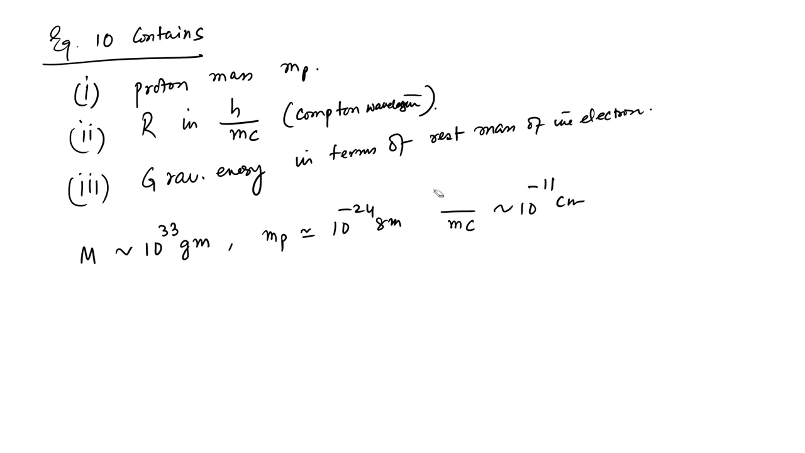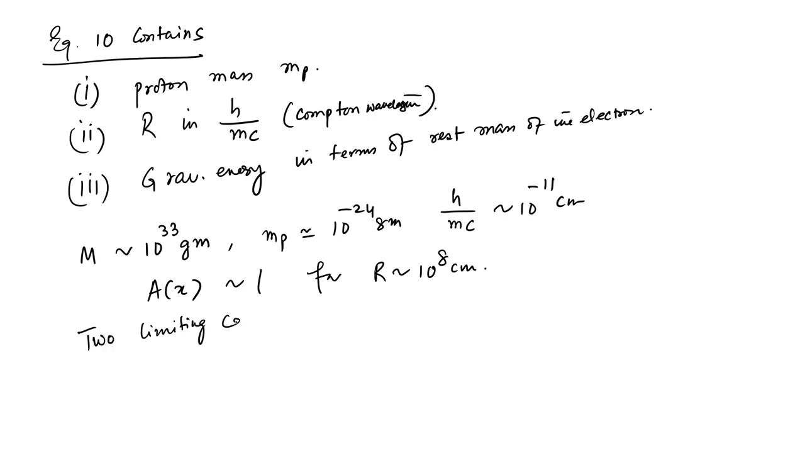It doesn't matter, I mean, you can write h over mc; h and h-cross are simply related. A of x becomes equal to 1 for r equal to 10 to the power 8 centimeter. So let's look at what we have said earlier. Look at two limiting cases, and these two limiting cases are useful for us.